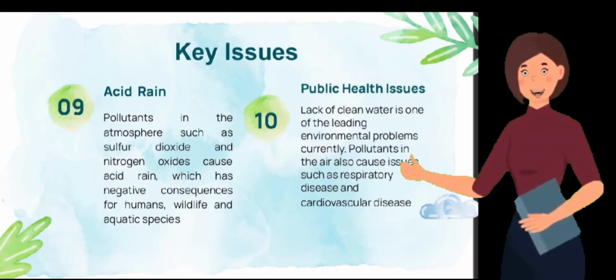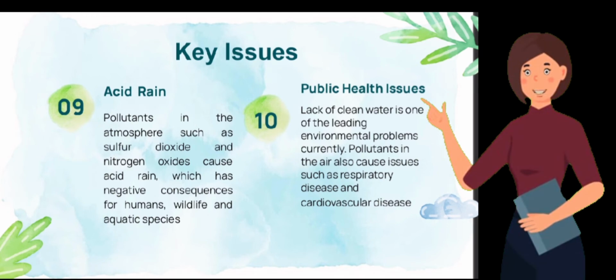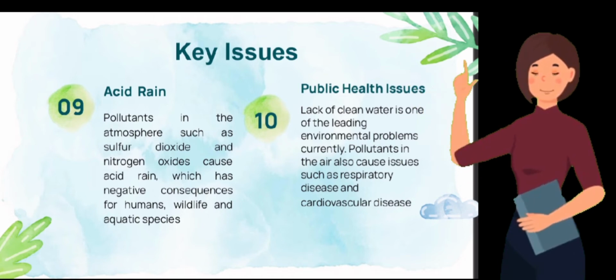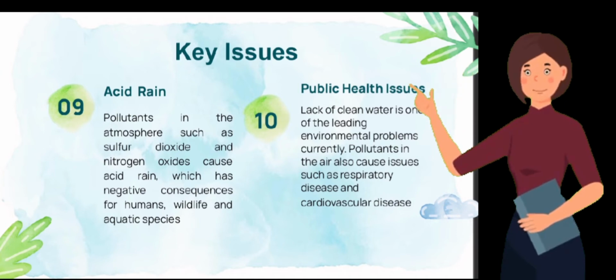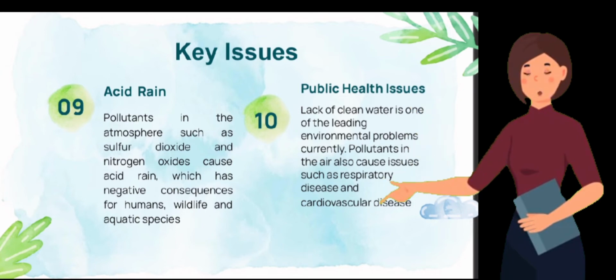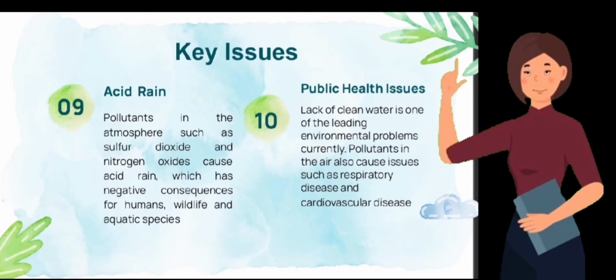Number 9 is acid rain. Pollutants in the atmosphere such as sulfur dioxide and nitrogen oxides cause acid rain, which has negative consequences for humans, wildlife, and aquatic species. Number 10 is public health issues. Lack of clean water is one of the leading environmental problems currently. Pollutants in the air also cause issues such as respiratory and cardiovascular diseases.